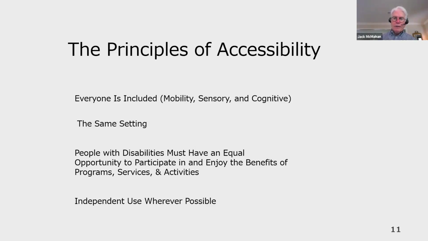The third principle, and this is probably the most important one, is that people with disabilities have an equal opportunity to participate in and enjoy the benefits of programs, services, and activities. The wording that is absolutely critical in this is opportunity to participate in. That means it could be hands-on. If this is a hands-on exhibit or storytelling, for example, they must be able to be in it.